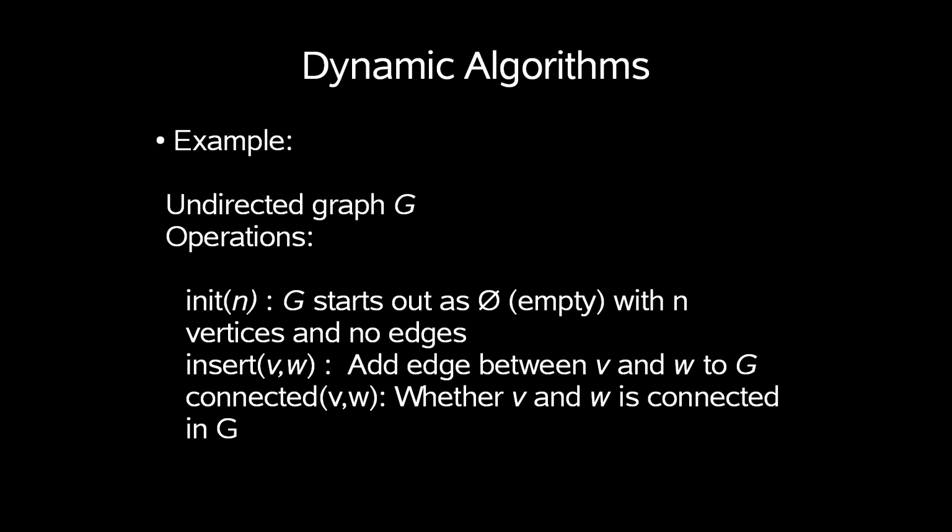Now let's take another example of improving algorithms using dynamic algorithms. We consider dynamic maintenance of connected components in a graph. We'll only consider the incremental version of this problem. Our data type maintaining our undirected graph G supports the following operations. Init, G becomes the empty graph with n vertices and no edges. Insert, add an edge between v and w to our graph G. Connected reports whether v and w are in the same connected component in our graph G.